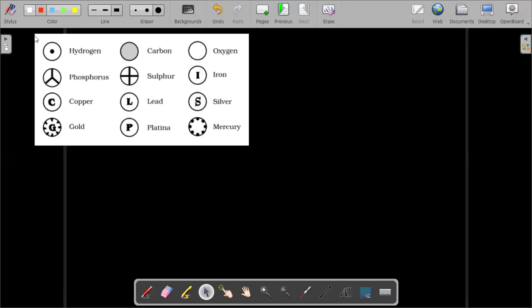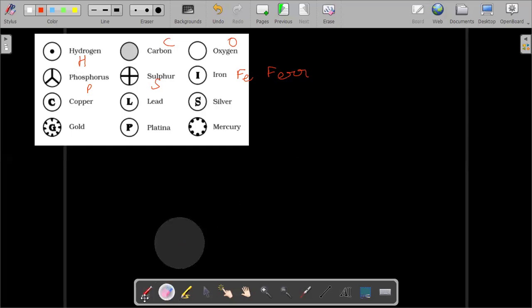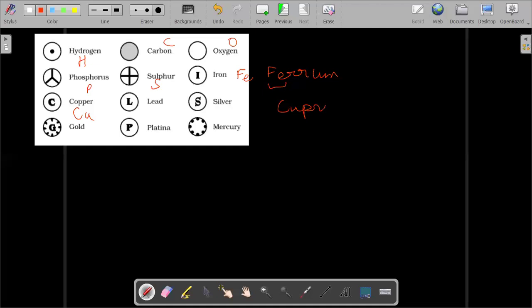Sir, phosphorus is Na, no? No, phosphorus is P, carbon is C, oxygen is O, sulfur is S. Iron is Fe, obtained from its Latin name ferrum. From ferrum we obtain Fe, the first two letters. Copper, Cu, is obtained from cuprum, its Latin name. So from the first two letters you obtain the symbol of copper, Cu.